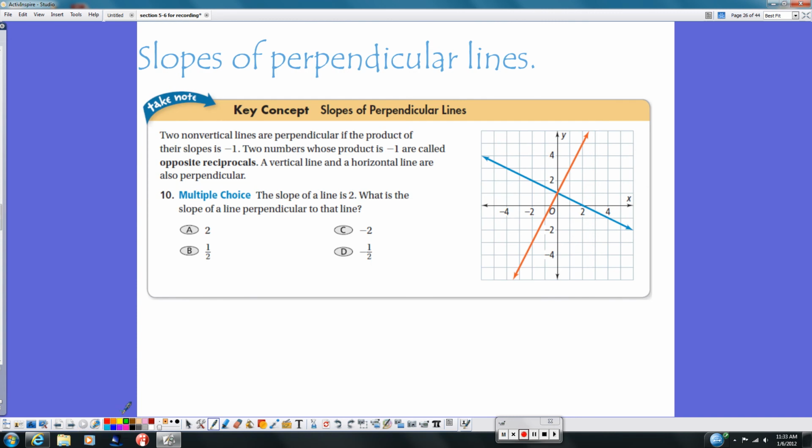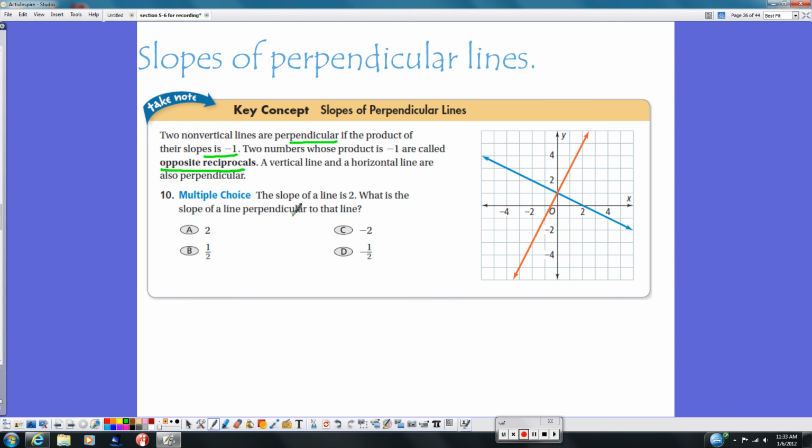Now, when we're coming up with equations for perpendicular lines, they're going to be perpendicular if the product of their slopes is -1. So in order to get that product to be -1, we're going to have opposite reciprocals. If you happen to have a vertical line and a horizontal line, those would be perpendicular. So if you're given a vertical line, you're going to want to come up with a horizontal line to be perpendicular to it. And if you're given a horizontal line, you'll want to come up with a vertical line that's perpendicular. So let's take a look at our question here.